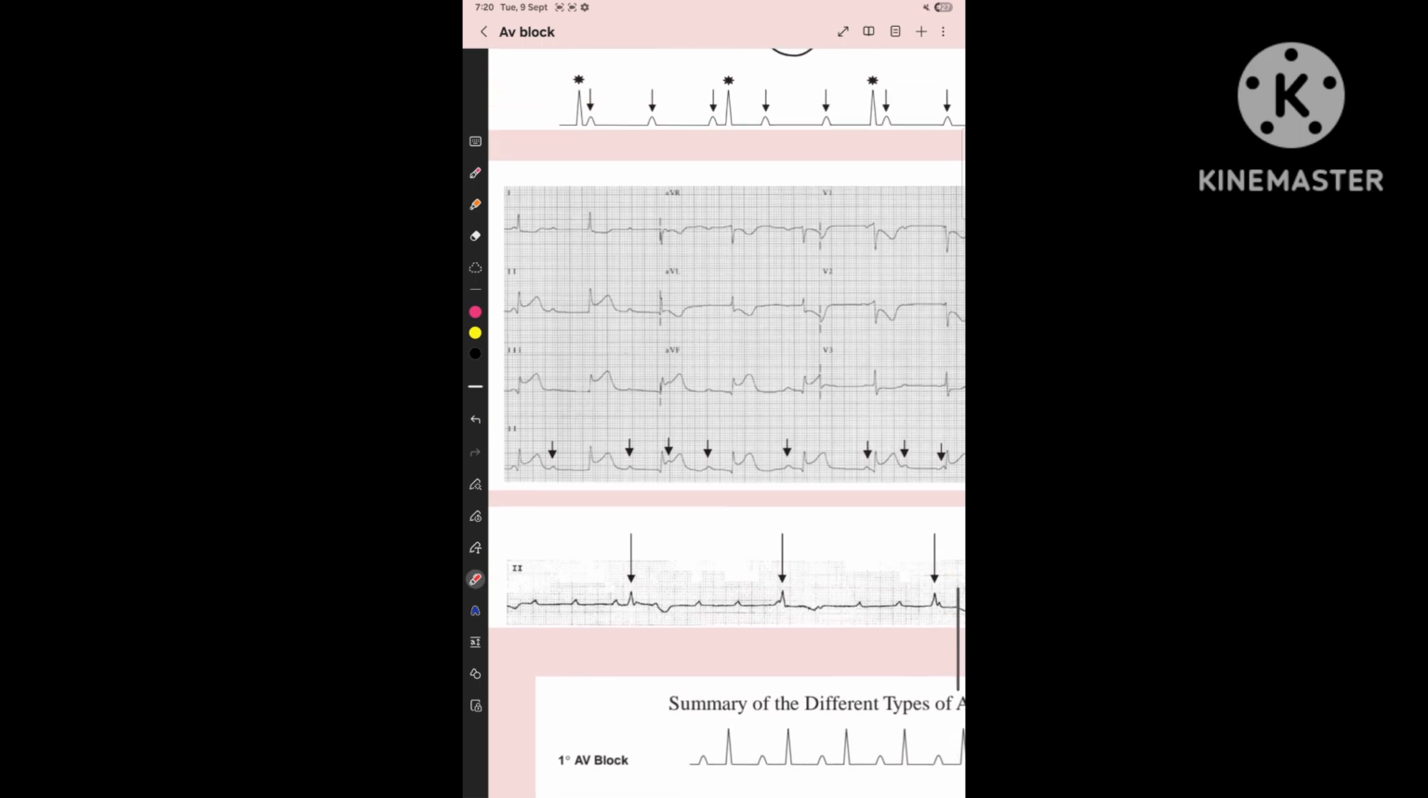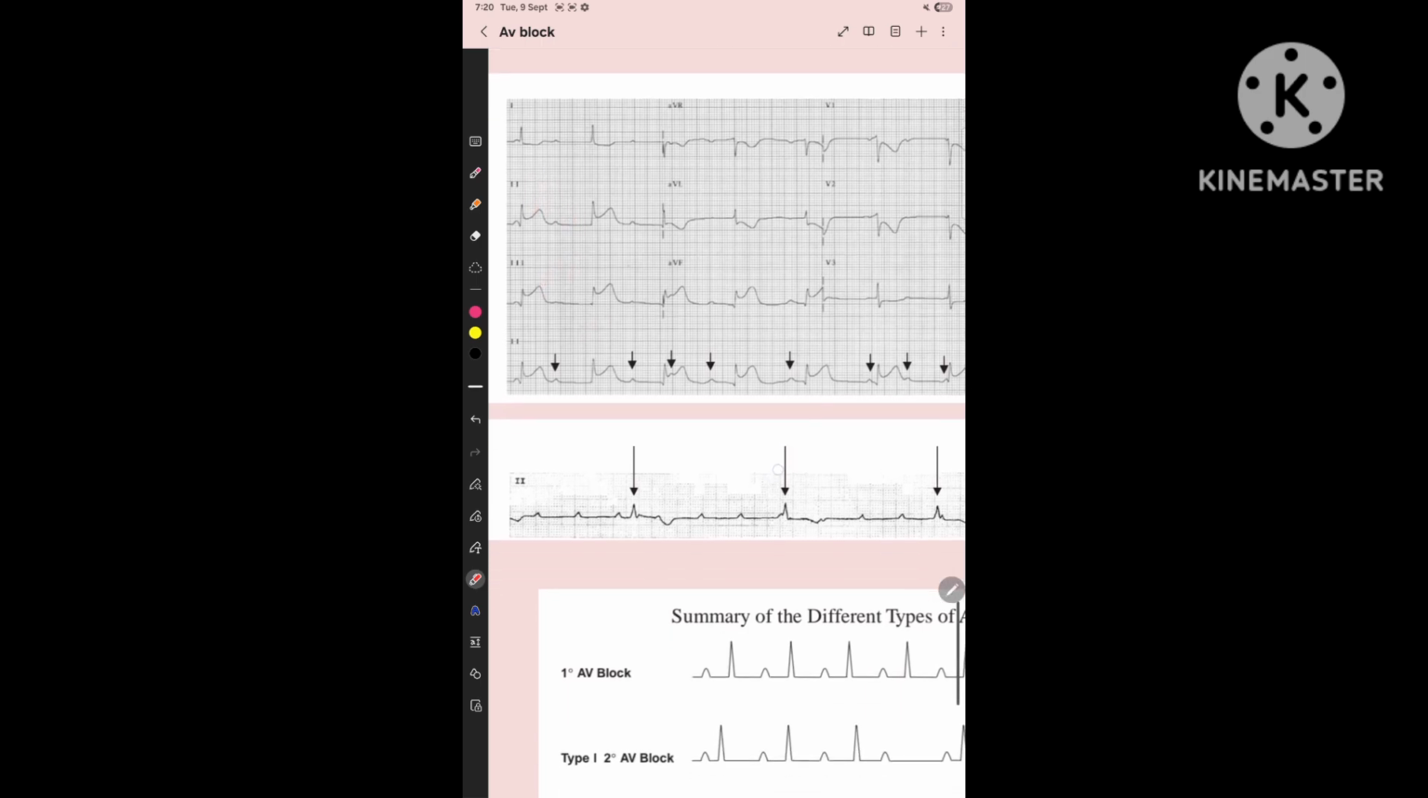If you see, this is a case of inferior wall MI. There is elevation in leads 2, 3 and AVF, inferior wall MI. Because the RCA supplies the AV node, the patient has gone into complete heart block due to the inferior wall MI in leads 2, 3 and AVF.